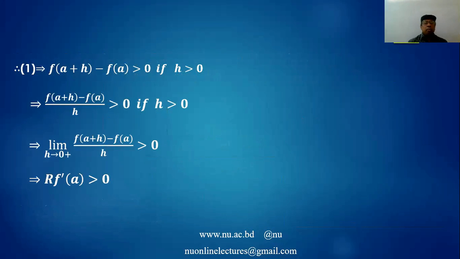Now, as we know, f of a plus h minus f of a is greater than 0, when h tends to 0. আমরা h দিয়ে ডিভাইড করে দেই greater than 0, if h greater than 0, লিমিটটা সাবস্টিটিউট করলে limit h tends to 0, positive, f of a plus h minus f of a divided by h is greater than 0. So this is the right part, right hand side, right hand derivative. So capital R f prime of a is greater than 0.